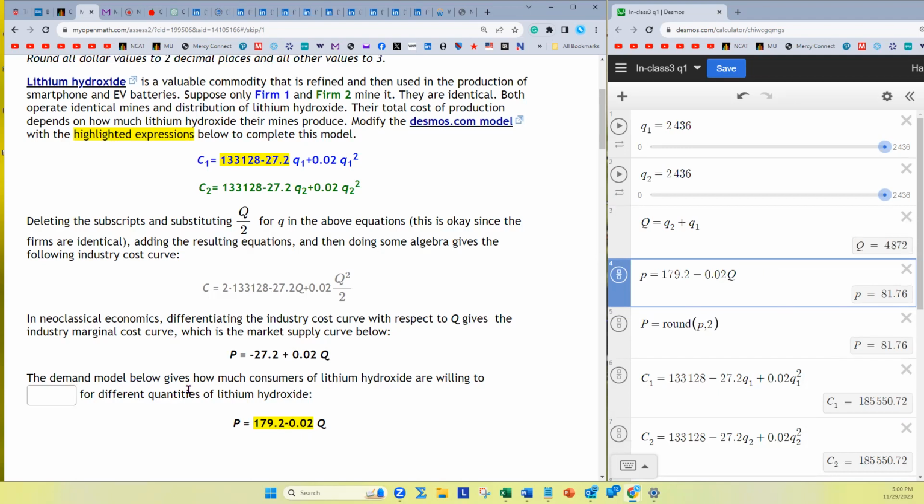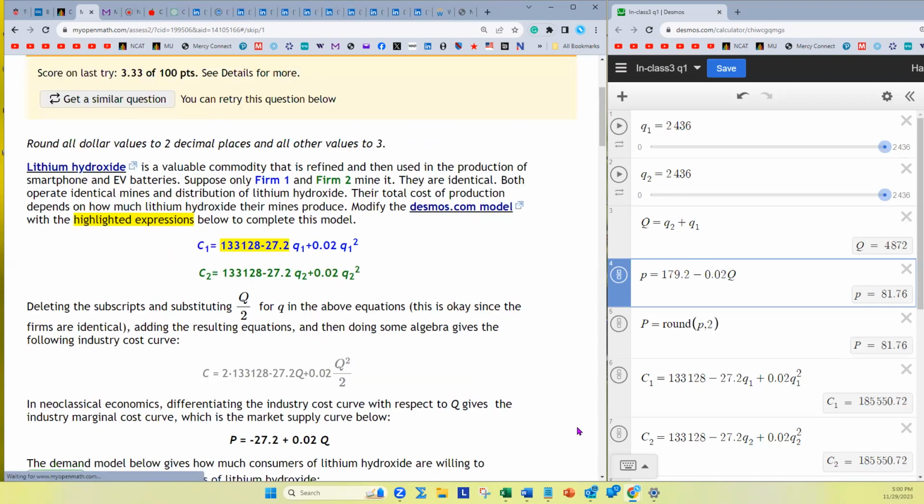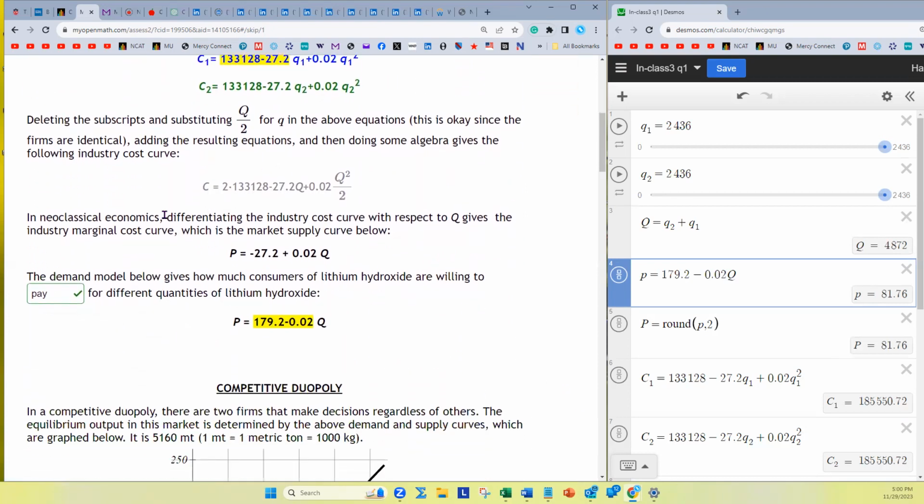Now, the demand model below gives how much consumers of lithium hydroxide are willing to pay for different quantities of lithium hydroxide. Right? That's what a demand curve is, right? It gives how much consumers are willing to pay for a given quantity. And as those quantities rise, it becomes less scarce and consumers are willing to pay less and less. As lithium hydroxide becomes more scarce, as Q declines, the price rises. And that's the law of demand, right?